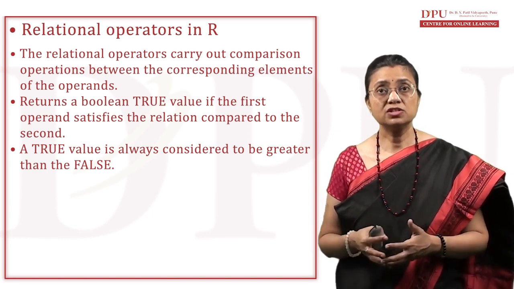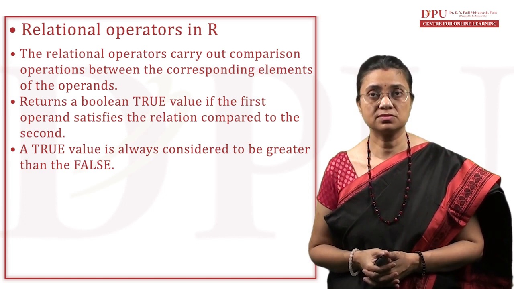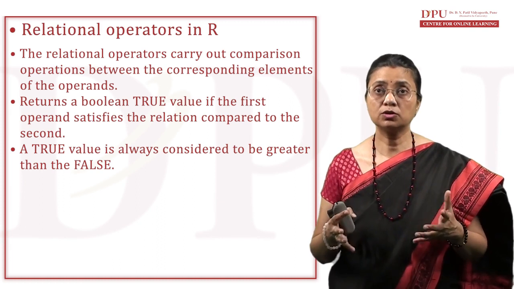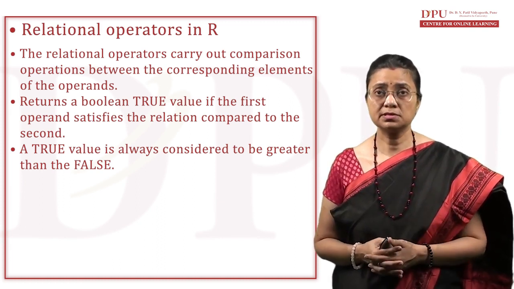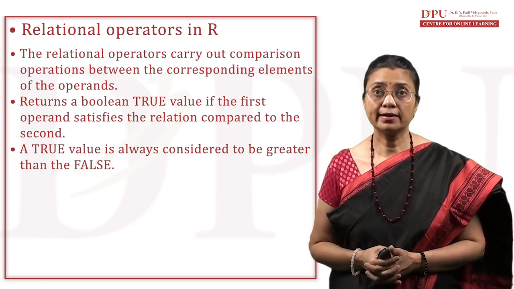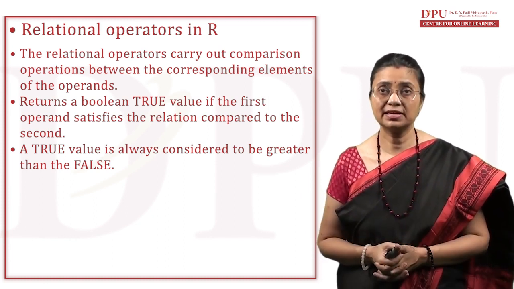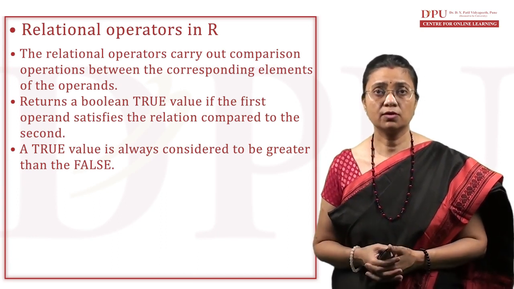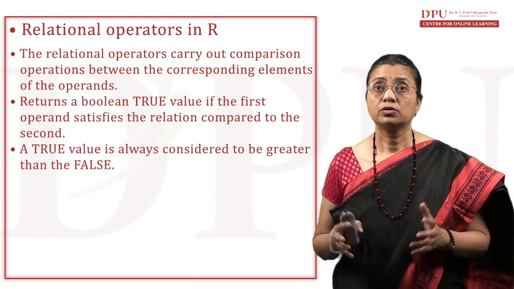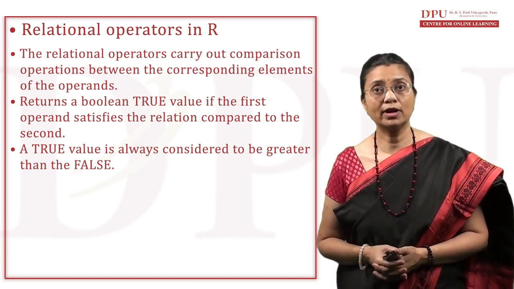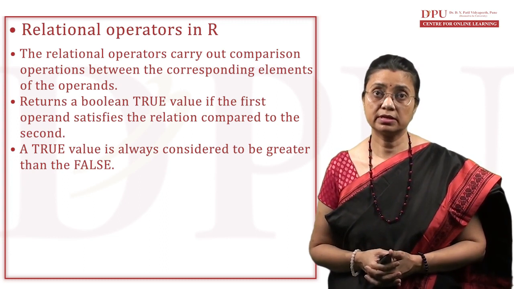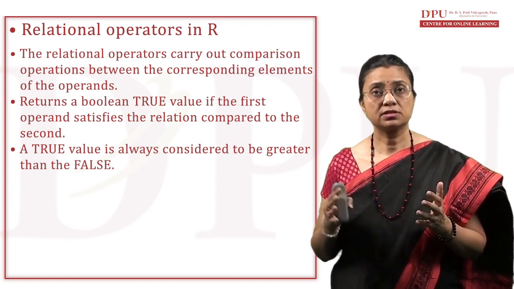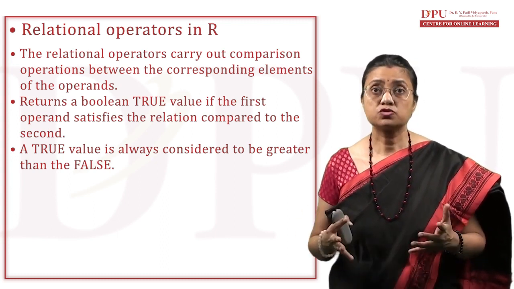So the relational operators carry out such comparisons between the corresponding elements of the operands. So what are the two operands here? One is the age of the person and the other one is the driving license age of 18. What the age of the person is depends from person to person. So relational operators return a Boolean true value if the first operand satisfies the relation compared to the second, which means that if age is greater than or equal to 18, it means true.